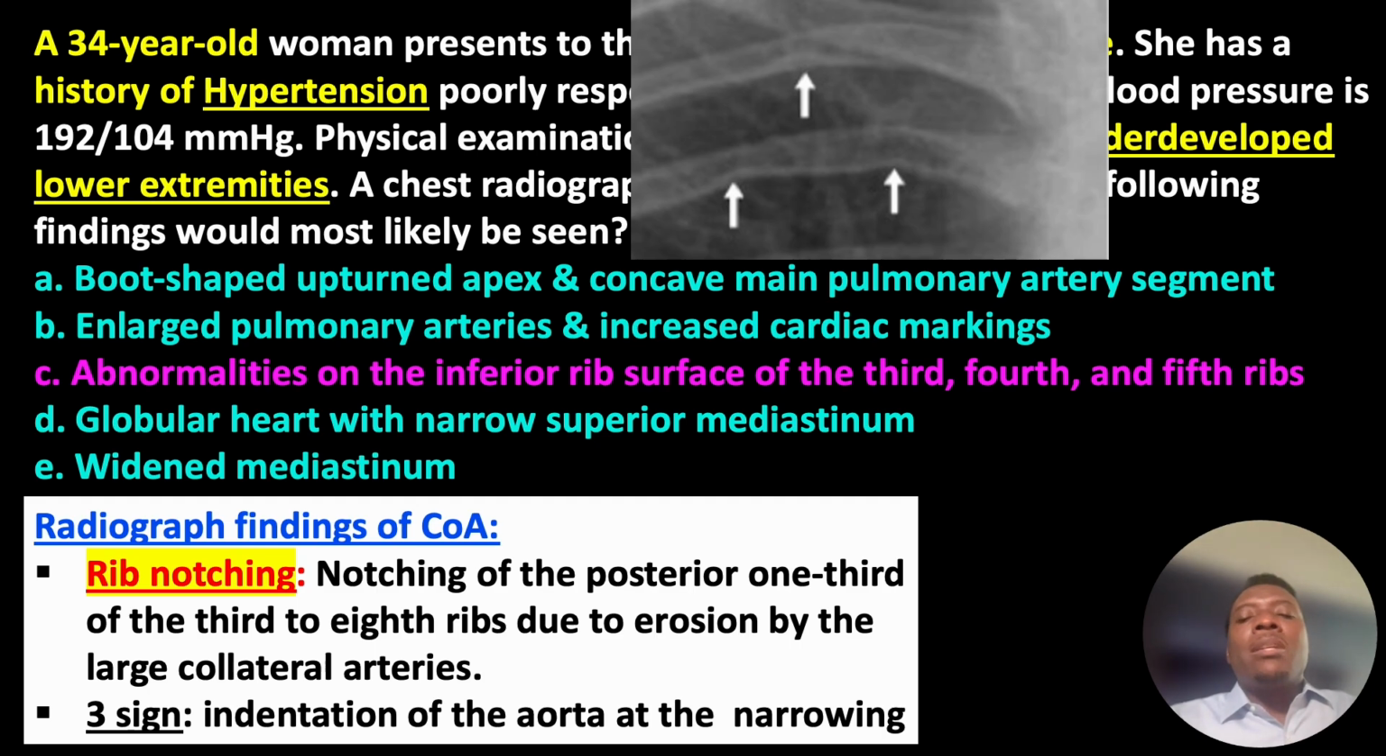A globular heart with a narrow mediastinum is hallmark for the classic egg on a string appearance that is hallmark for transposition of the great arteries. And a widened mediastinum could be seen in conditions such as aortic dissection, which will present with sharp chest pain that is knife-like and stabbing at that moment.